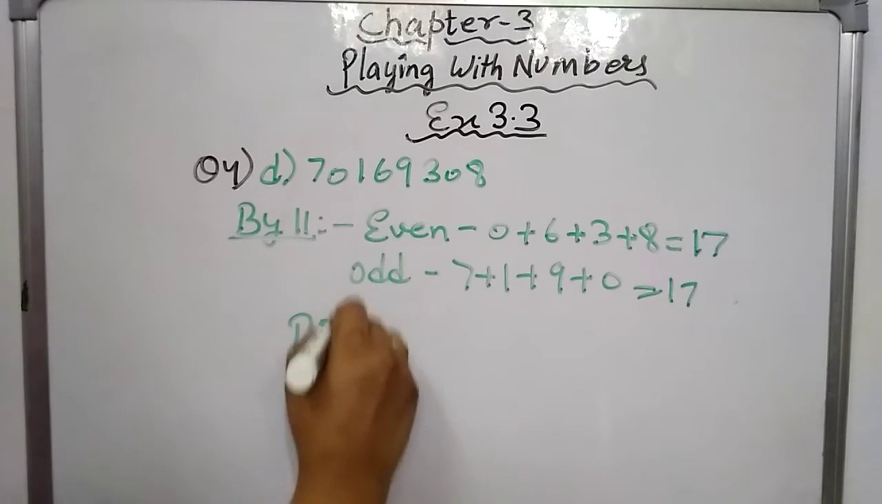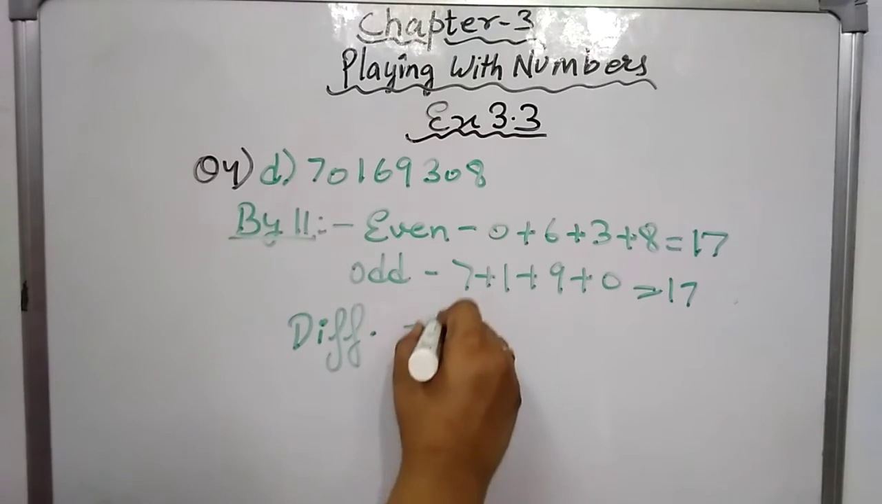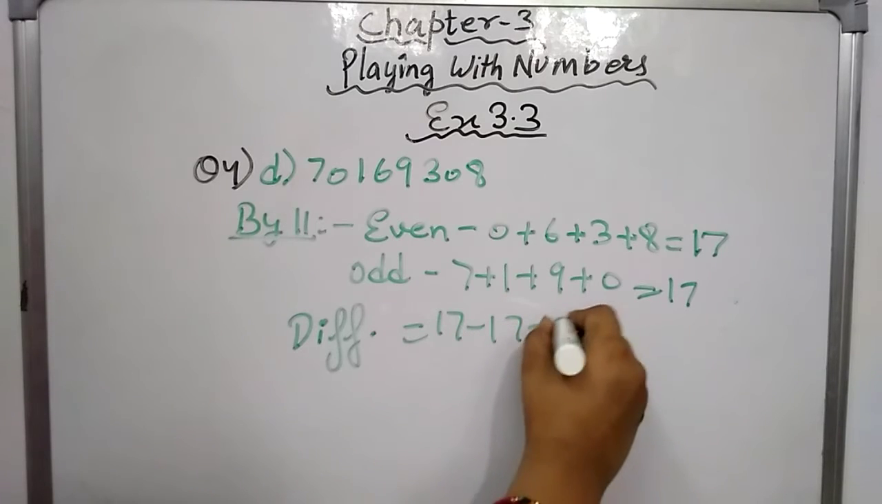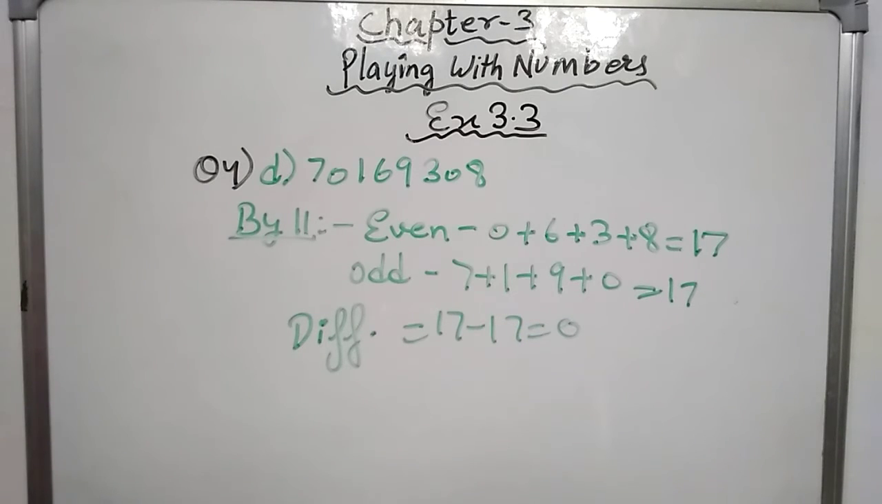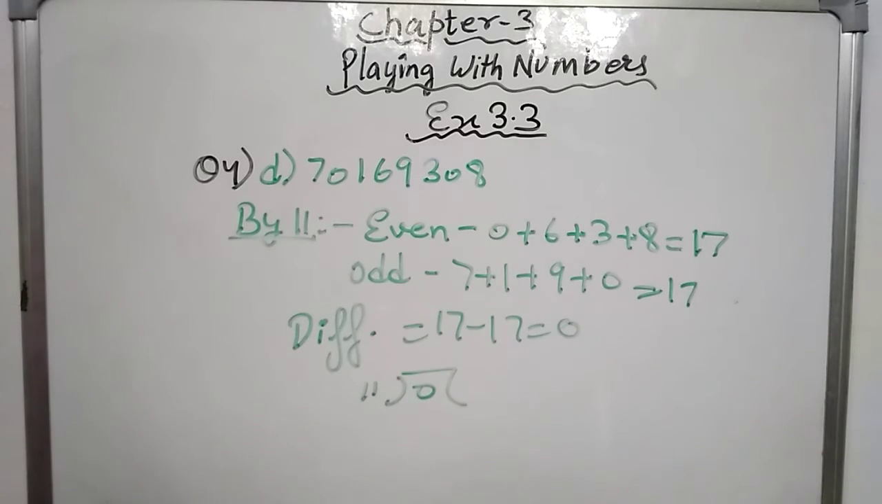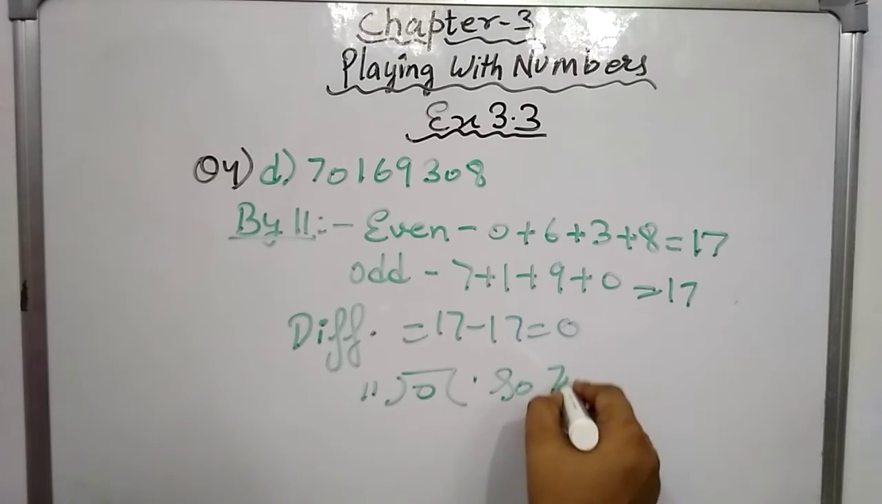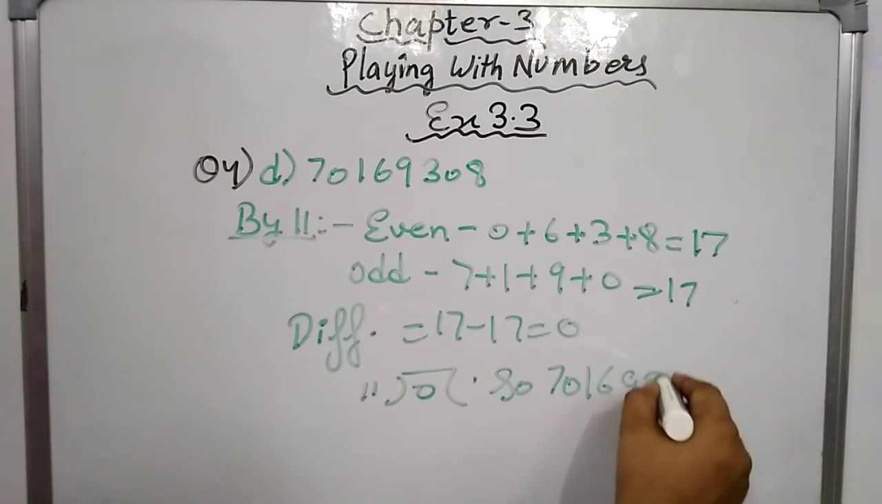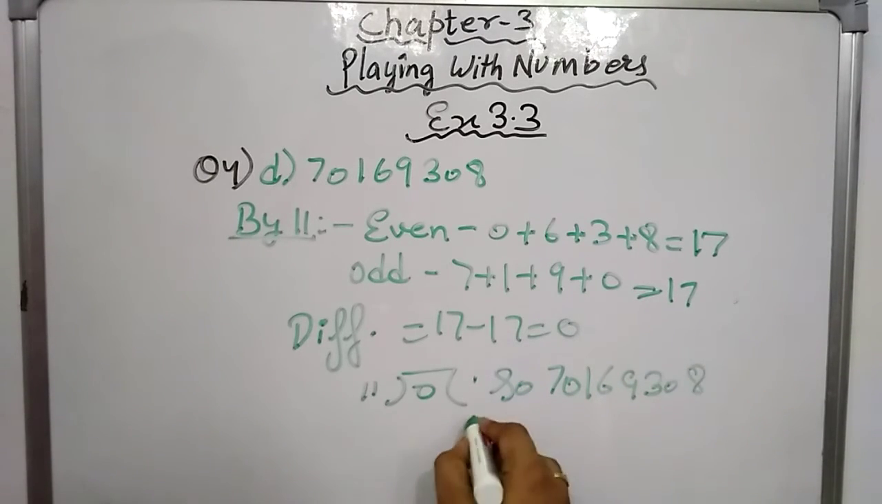So the difference between the sum of odd and even digits is 0, and this 0 is not divisible by 11. So this number is also not divisible by 11.